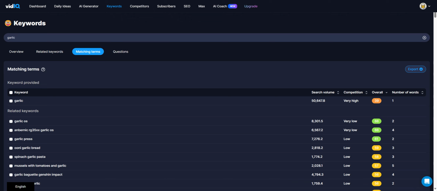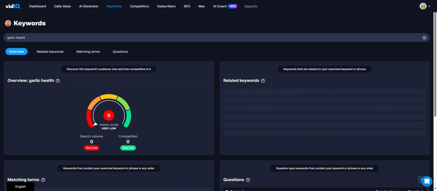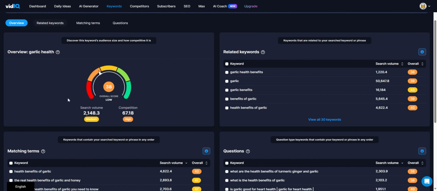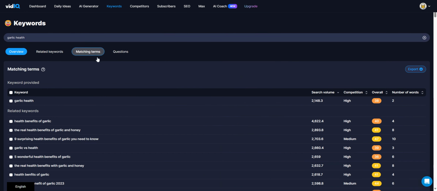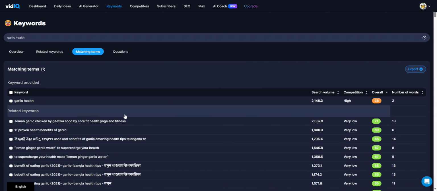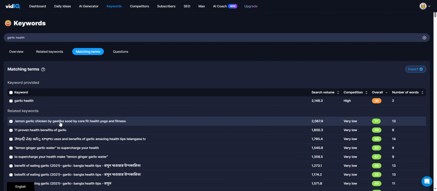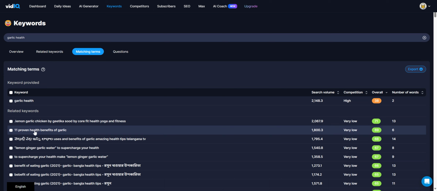So instead of garlic, let's put garlic health and see what it brings up now. Well, search volume is a lot lower, competition is very similar. But when you look at matching terms, then let's see, lemon garlic chicken recipe, and then the next one is 11 proven health benefits of garlic. So it has 1,800 searches, but the competition is very low. So the overall score is 69, which can be a very good keyword to target, especially for newer YouTube channels that want to target those very low competition keywords that still have some search volume.